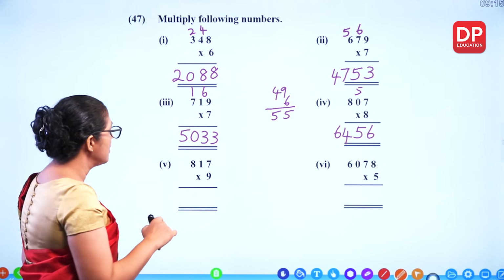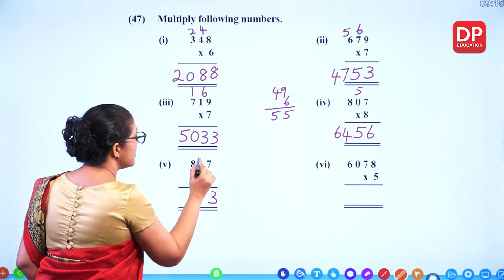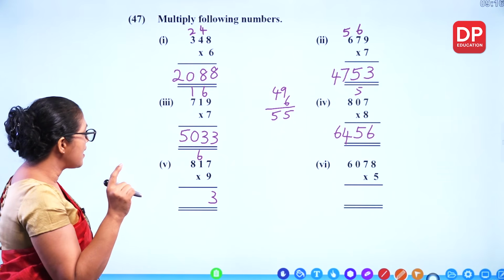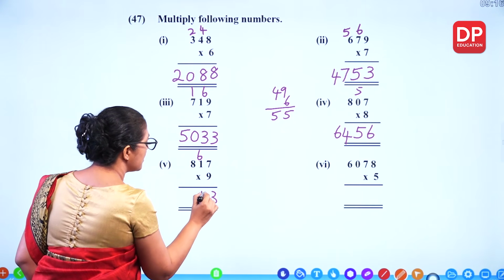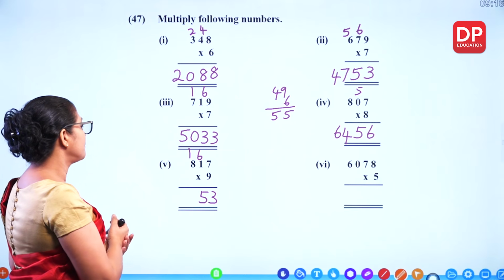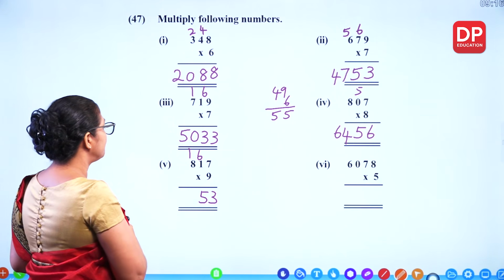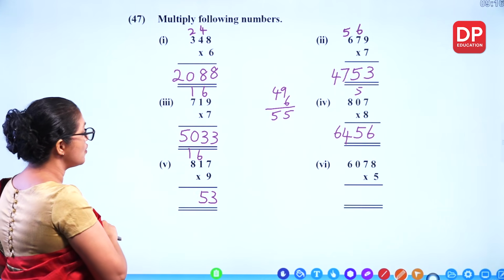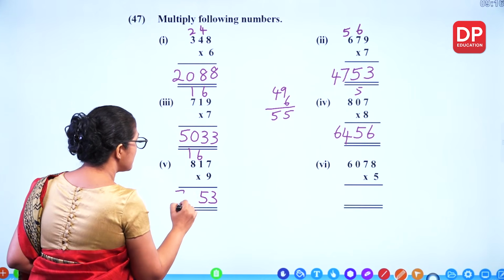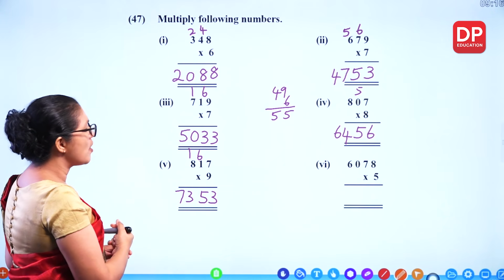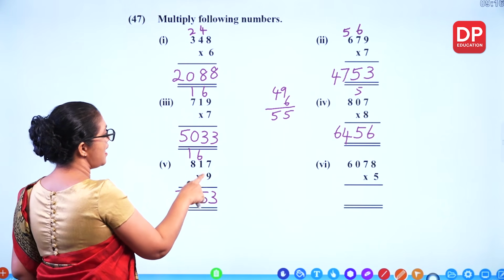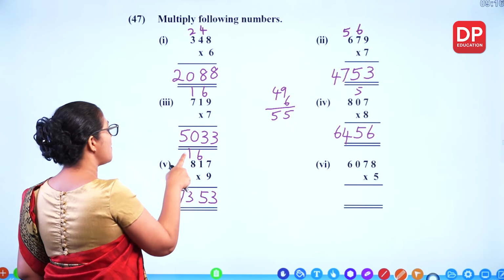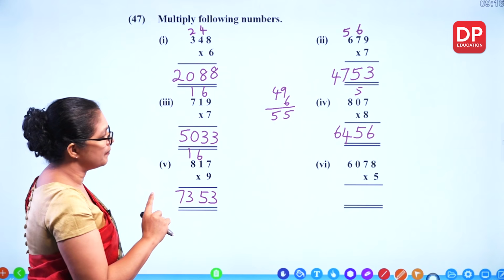Now try this one. 9 times 7, 63. 6 you take it to the next level. Then 9 times 1, 9. 9 plus 6, 15. Take 1. Then 9 times 8, 72. 72 plus 1, 73. Again check it. 9 times 7, 63. And 9 times 1, 9 plus 6, 15. And this is 72 plus 1, 73.